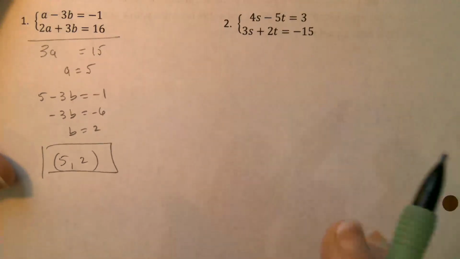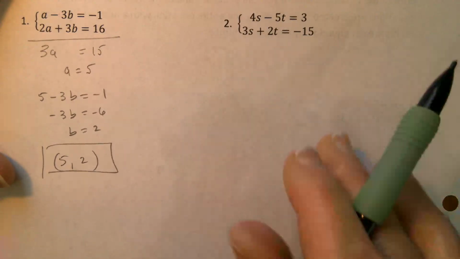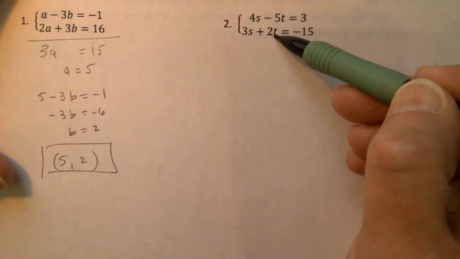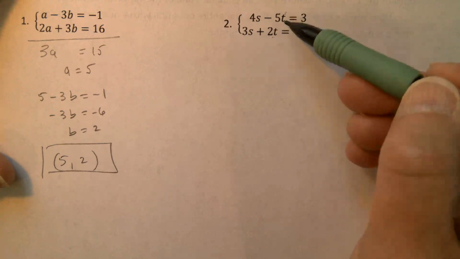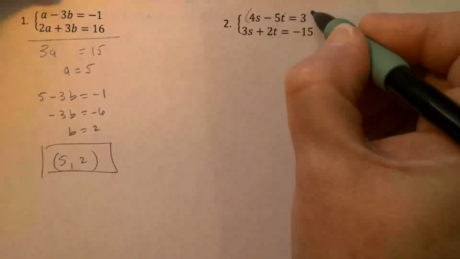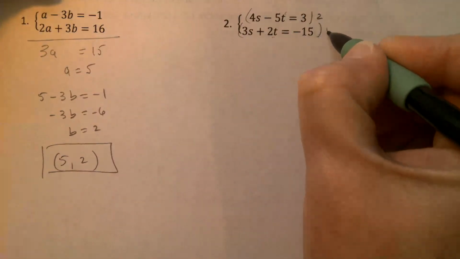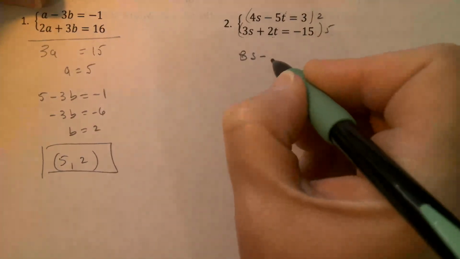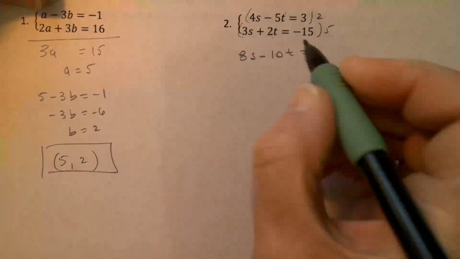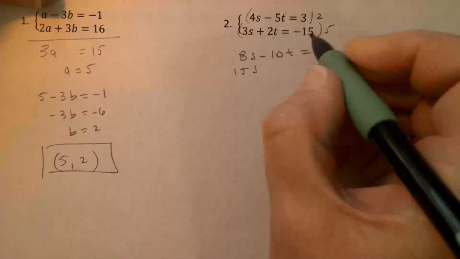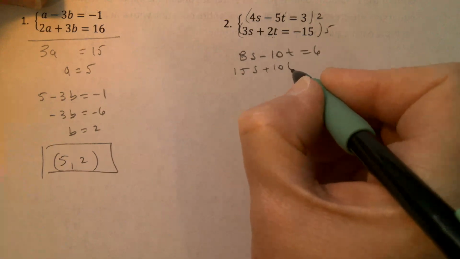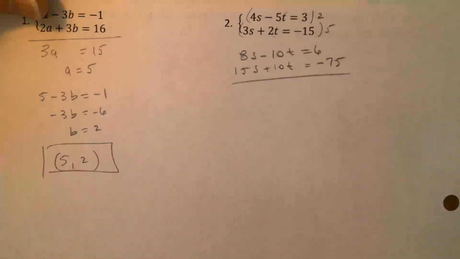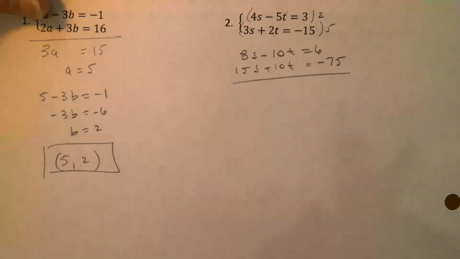All right, number 2, looking at them, I don't see anything that I can immediately do. So I notice that the T's already have opposite signs, so I'm going to focus on the T's. So I'm going to multiply this equation by 2 and this equation by 5. So that's going to give me 8s minus 10t equals 6. And here I'll have 15s plus 10t equals -75. Let me just double check that. 15 times 5, yes, 75.